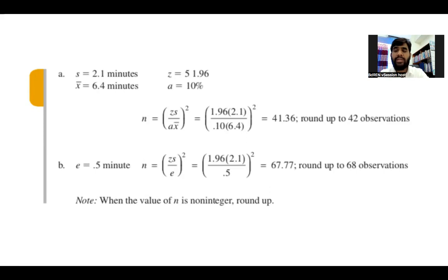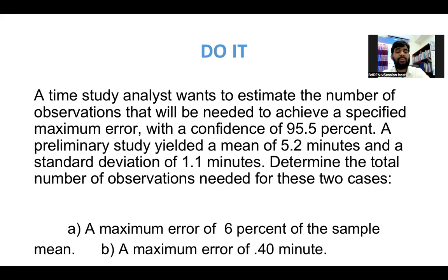Is it clear how to calculate the number of observations? Yes, sir. Now solve it, then this will be more clear. Can you solve: the maximum error of 6% is 6% of the sample average, the sample mean, and a maximum error of 0.4 minutes. So calculate the number of observations. That means to know the standard time, how many cycles you have to observe. It is also known as sample size. Sample size, please. Solve it.